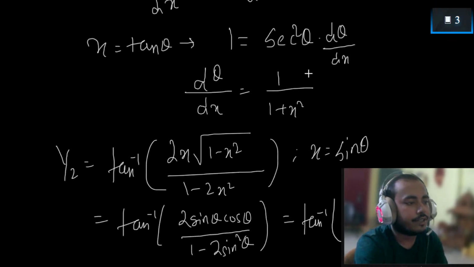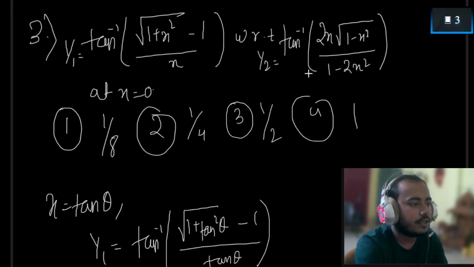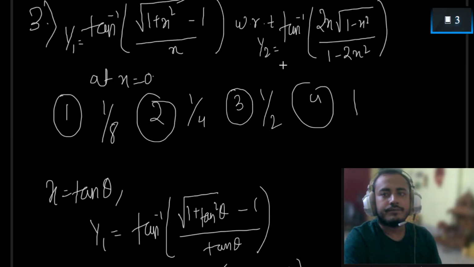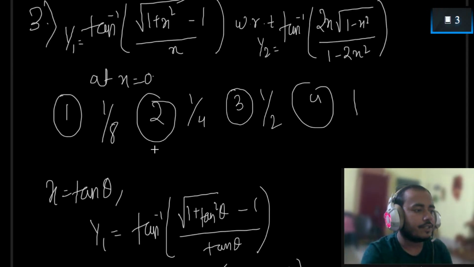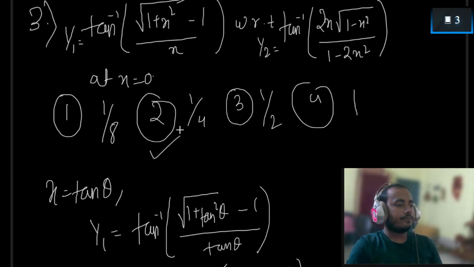Now let's get back to the question. It was a long question. So the answer for this question is number 2. This is your answer for the question, and 1 by 4 is your answer. Okay.